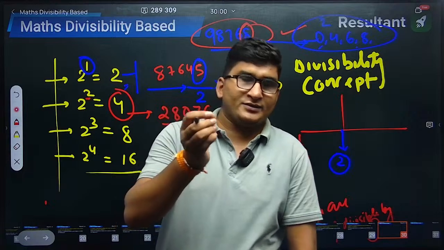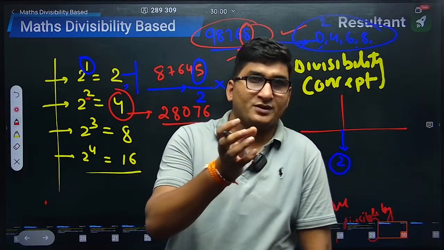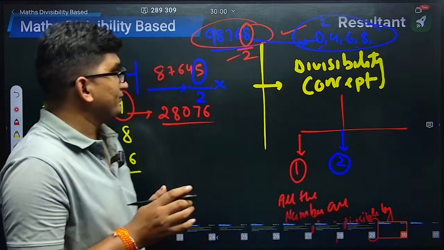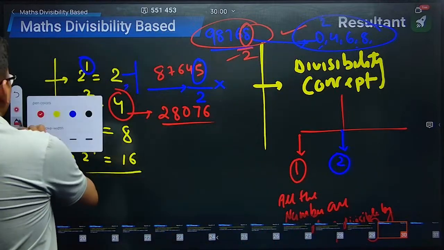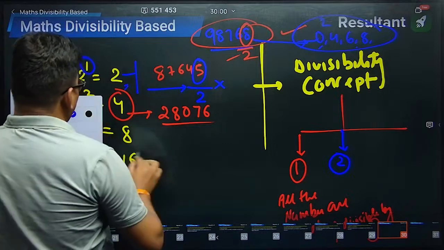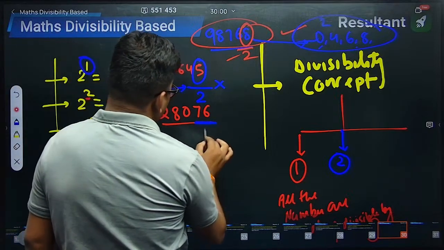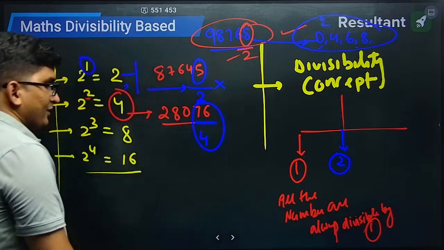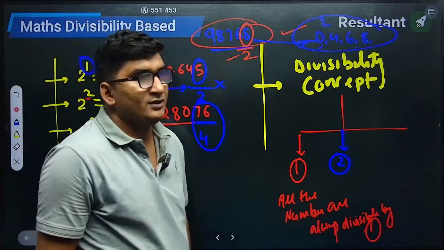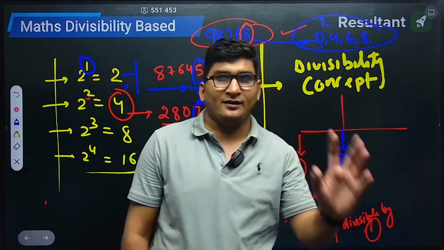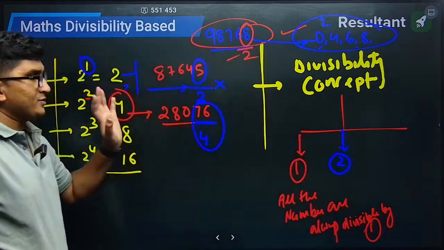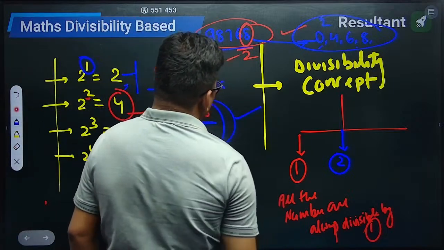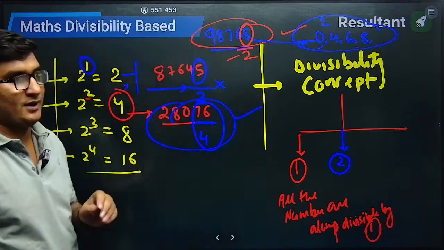If the last 2 digits of this number are divisible by 4, then exactly the number will be divisible by 4. So check the number. If you divide the last 2 digits, that is 76, by 4, it will be completely divisible. 19 times 4 is 76. So that is clear: if the last two digits are divisible by 4, the whole number will be divisible by 4.